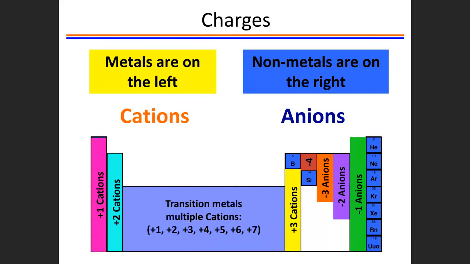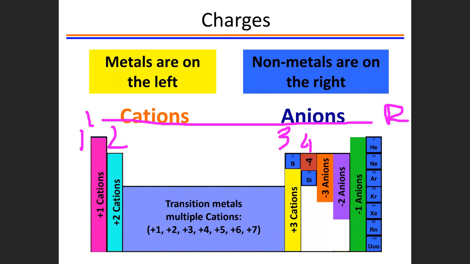Let's take this one. Okay. If you look at it this way, left to right, correct? And if you look here, 1, 2, and then 3, 4, 5, 6, 7. This is our noble gas. That's a completely filled octet, so we will not talk about it.